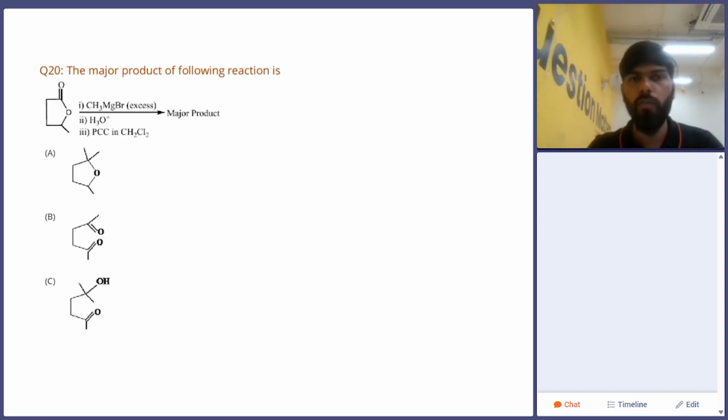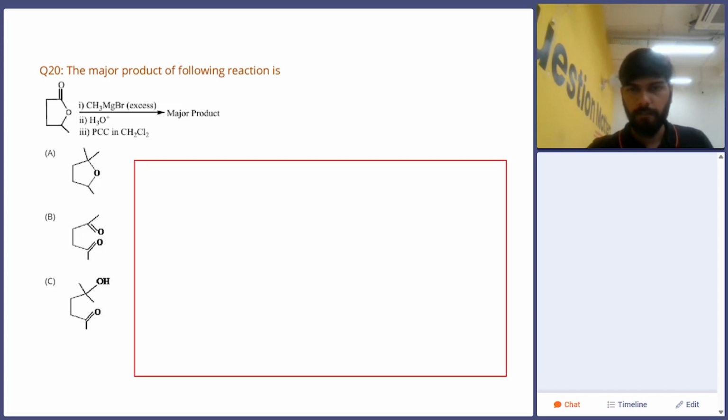Next question. Major product for this reaction. How will the major product form for that reaction? Look at this reaction very carefully. First of all, on this reaction, the Grignard reagent is going to attack. I'm explaining this reaction, class. Look at it here.